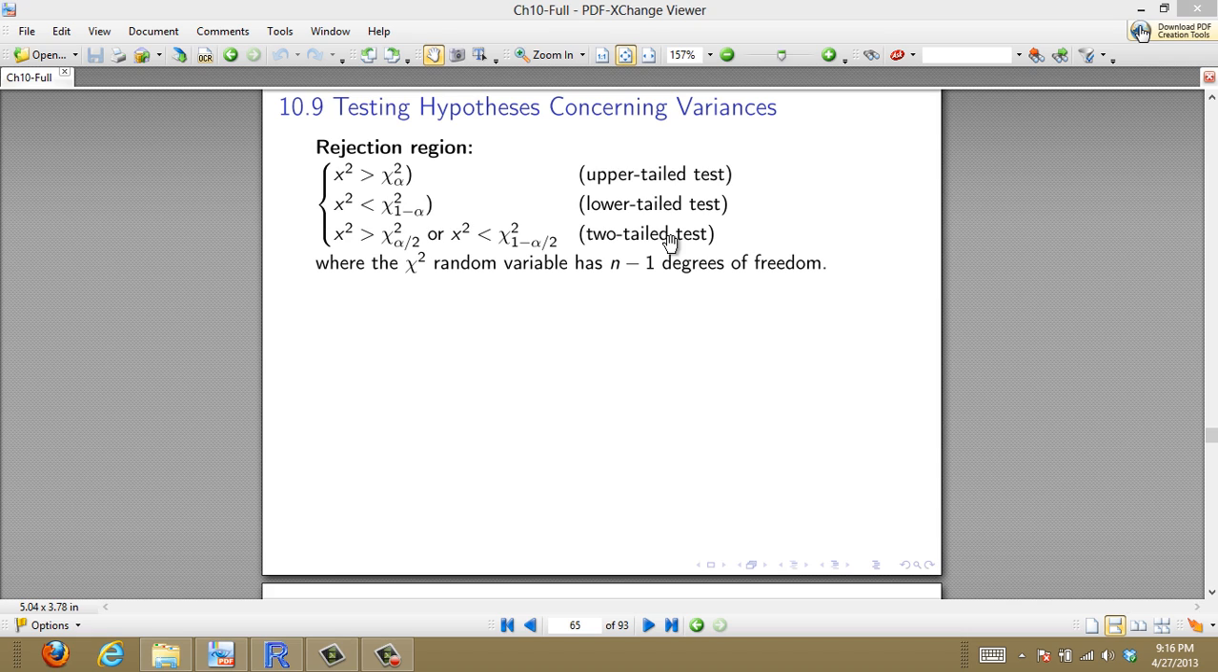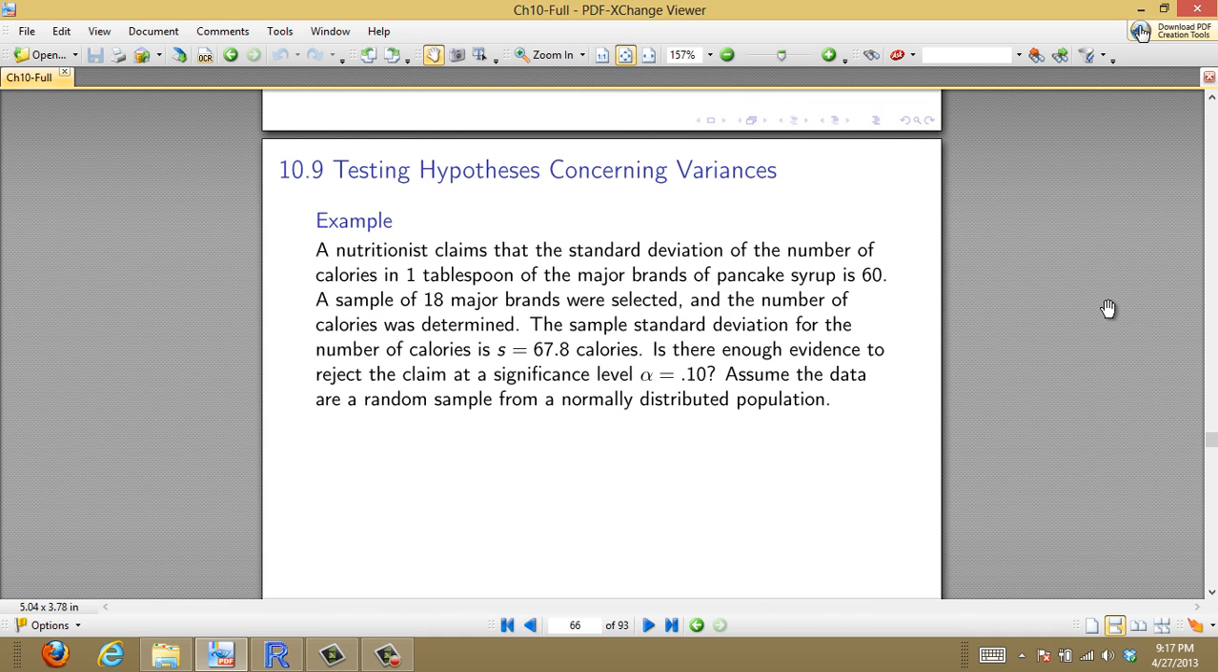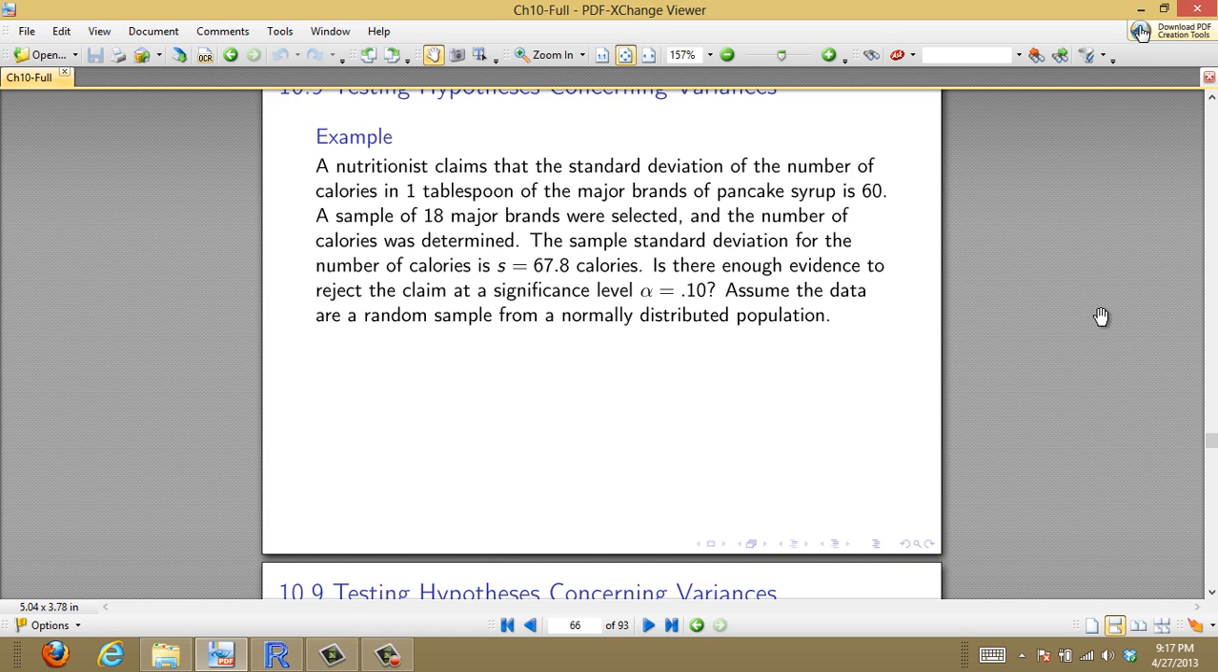And for a two-tail test, we actually have to calculate two different quantiles. We have to calculate the 1 minus alpha over 2 quantile of the chi-square distribution, and also the alpha over 2 quantile of the chi-square distribution. And so we compare whether our test statistic is greater than or less than those critical values, respectively. So we have to look at these two different quantiles in order to make our statistical decision. Okay, so that's how we do our hypothesis test for a population variance. Let us now do a couple of examples.